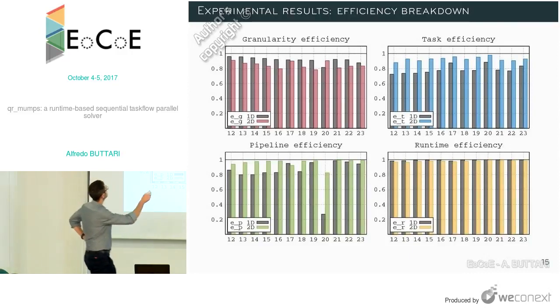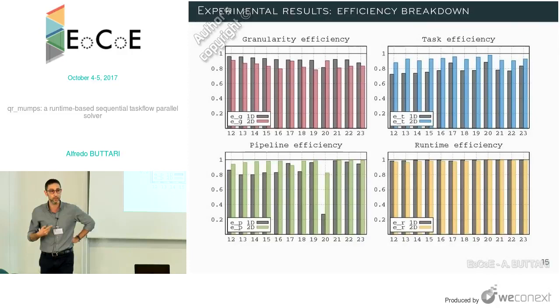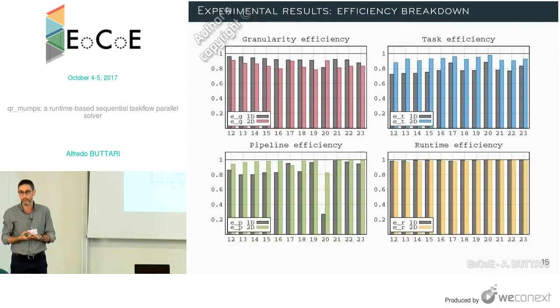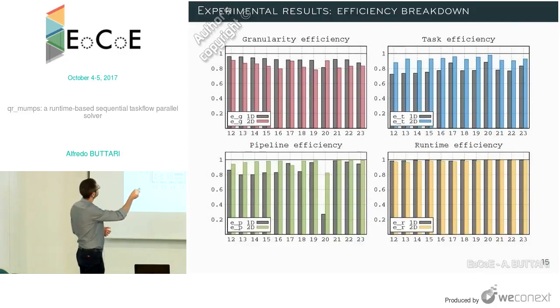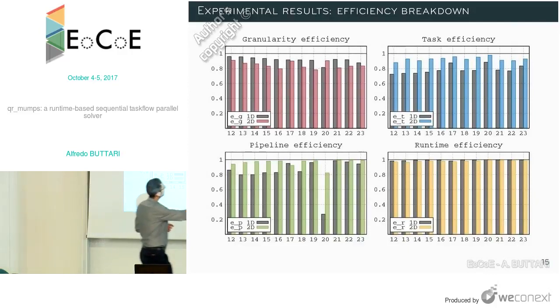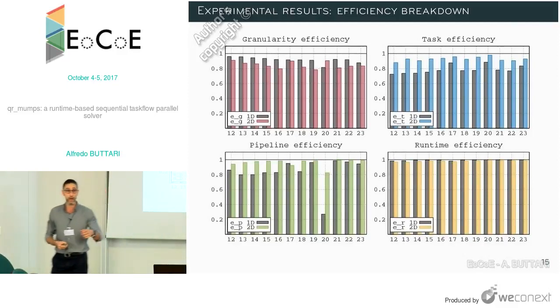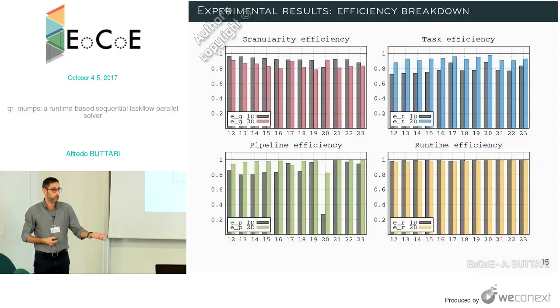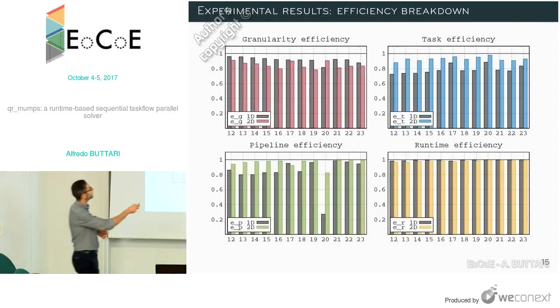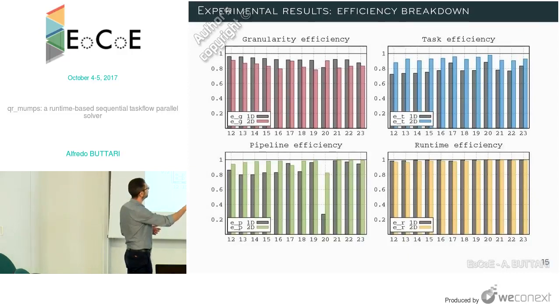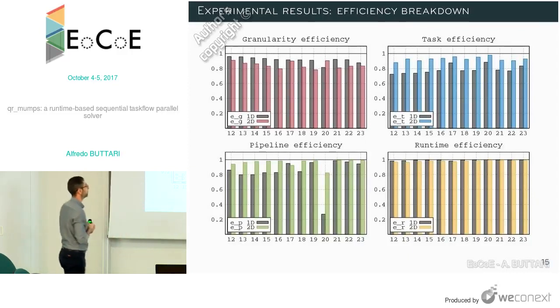So granularity efficiency, not surprisingly, is better for the 1D case than for the 2D case, simply because in the 2D case we have decomposed data into smaller pieces, okay? So granularity efficiency will be worse. Task efficiency, instead, is better for the 2D case because these smaller blocks are more cache friendly, okay? So if you have a scheduling policy which is cache aware, which we do, you can get better task efficiency with a 2D decomposition than with a 1D decomposition.